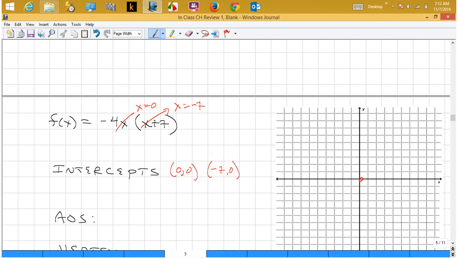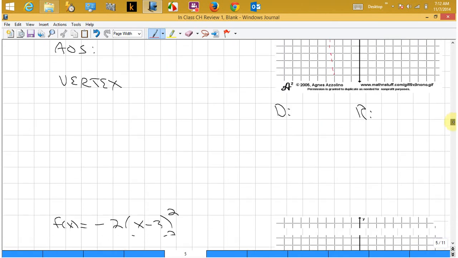So I could put 0, 0. Negative 7, 0, and halfway between there would be my axis of symmetry, so that would be at negative 7 and 0. The average of that would be negative 3.5. And since this 4 would be a stretch factor, this one gets really, the vertex should be way off the graph. So let's just leave it at that.